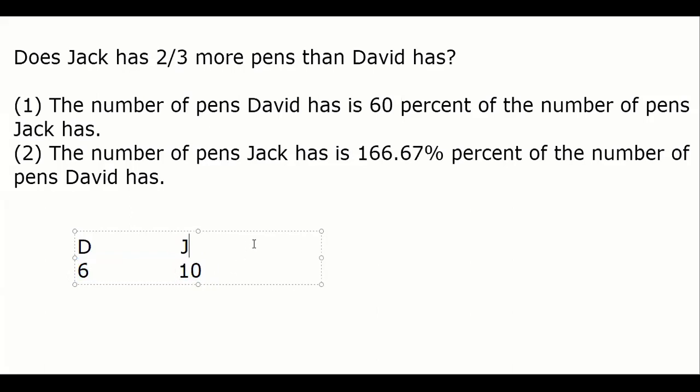So here, if you see how much more Jack has, 4 more, right? Yes, sir. So we can find out whether 4 more means 2/3 more or not. We can calculate because we have both the numbers available, right?